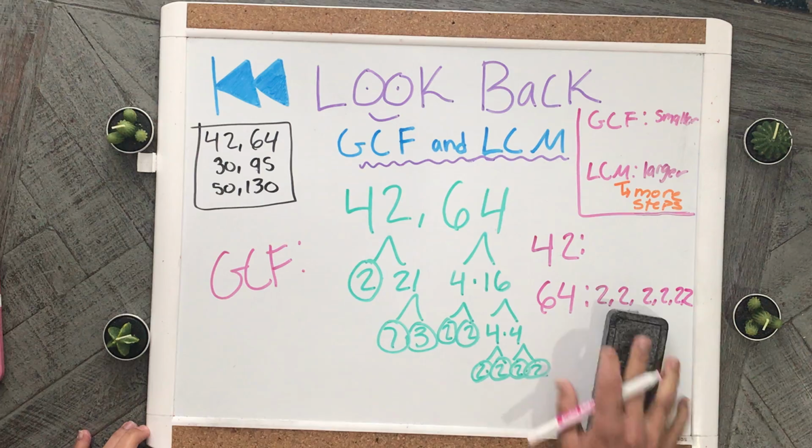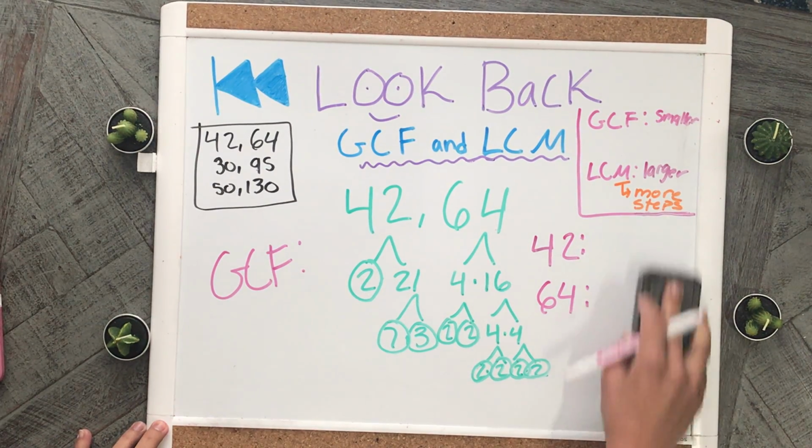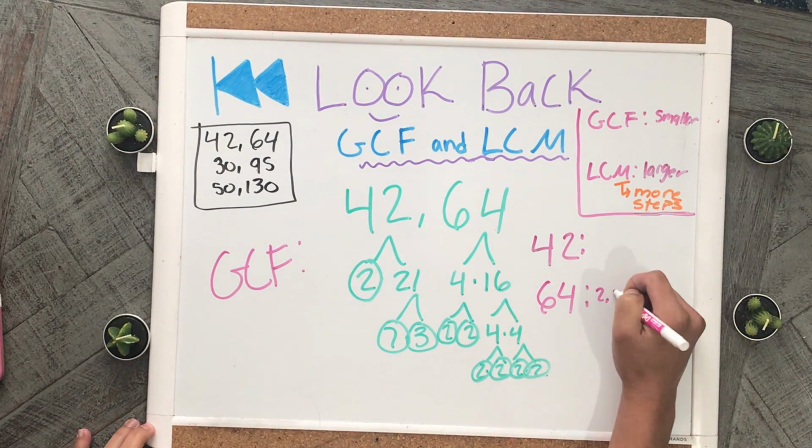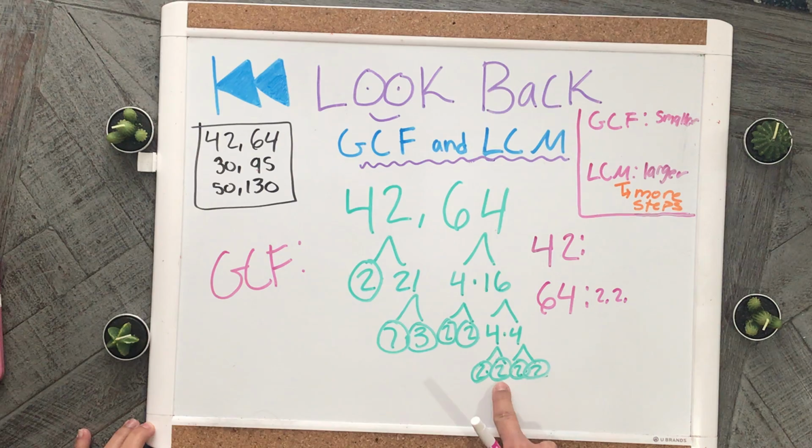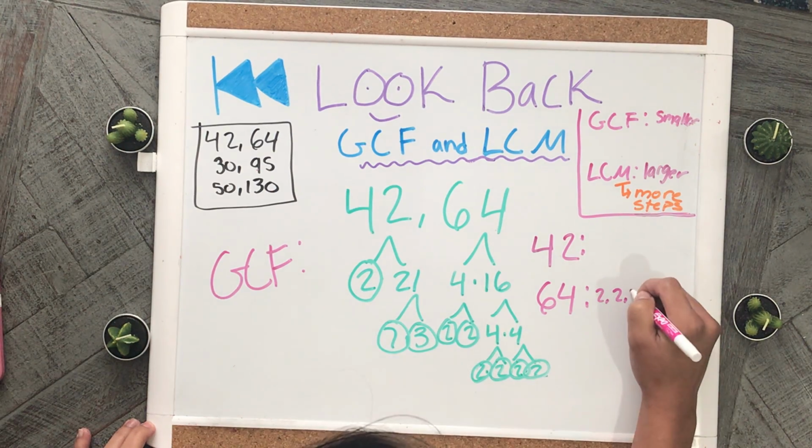I always run out of room right here. I don't know why. We have 2, 2, 2, 2, 2, and 2.